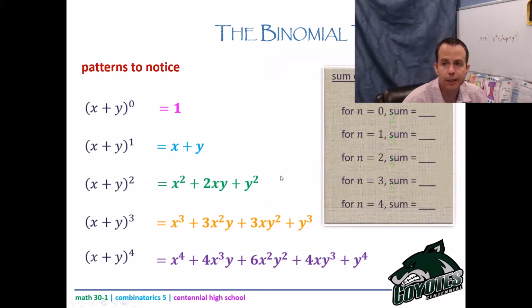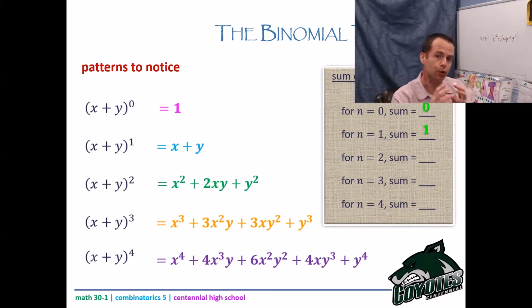The second thing we need to talk about is the sum of the exponents. So for n equals 0, the sum is 0 because there are no exponents. For 1, the sum of the exponents on each term, well, this has an exponent of 1, so the sum is 1. This has an exponent of 1, so the sum is 1. On the 2, for this term, remember it says for each term. We're not adding all the exponents together. We're adding just the exponents per term.